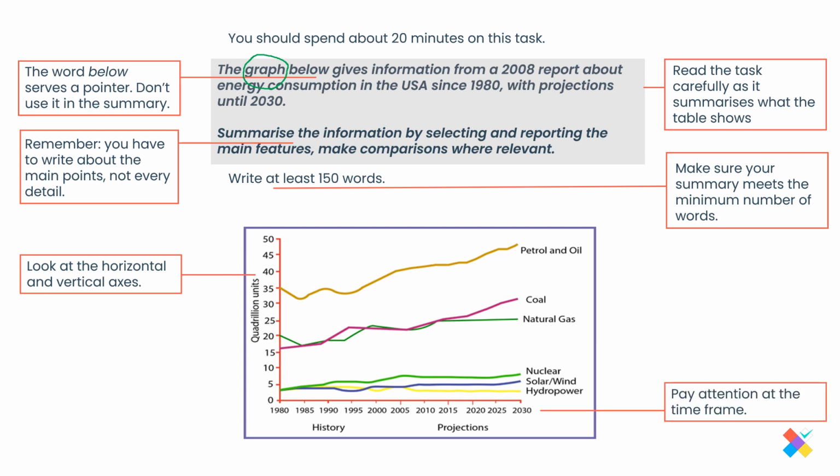What else have you got? Besides the fact that you have to pay attention to the time frame and to use past, present, and future, you also have to pay attention to the labels. Now here in the line graph, I recommend you group them. Here you have 3 which are pretty much the same: nuclear, solar, wind, and hydropower. And then another 3 which are increasing, and there's a mild fluctuation.